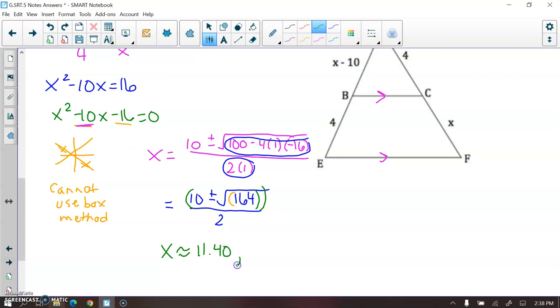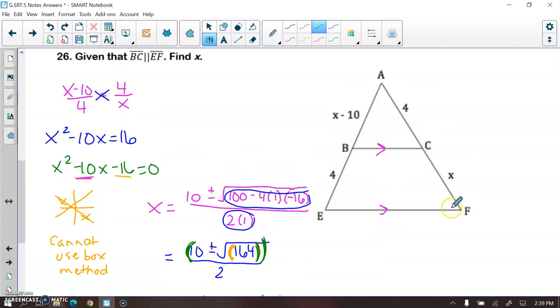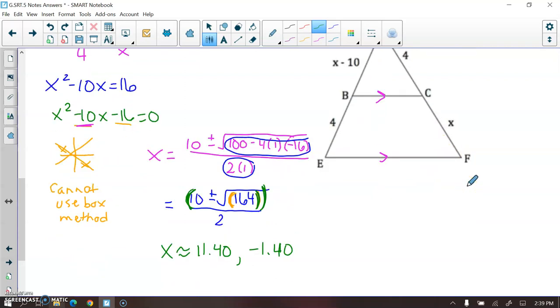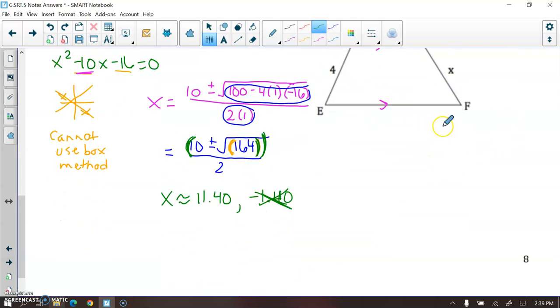Now I'm going to do that again, but with my minus sign. So parentheses, 10 minus the square root. Your calculator puts in this yellow parentheses. 164, I need to close the yellow parentheses and close my own parentheses, and then hit divided by 2, and I get a -1.40. Now x is a side length here, so I know that it cannot be that -1.40. But if I put 11.40 in for all my x's, they do actually work out to give you positive side lengths. So this is your answer.